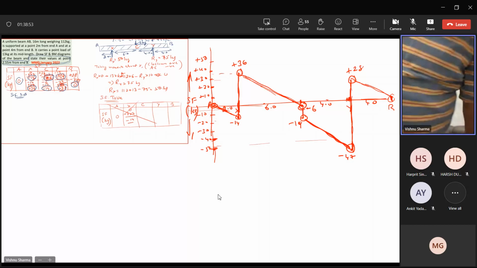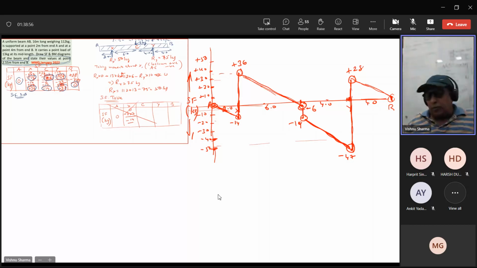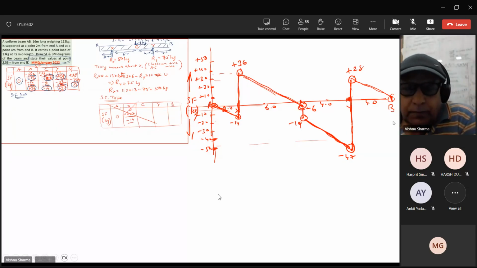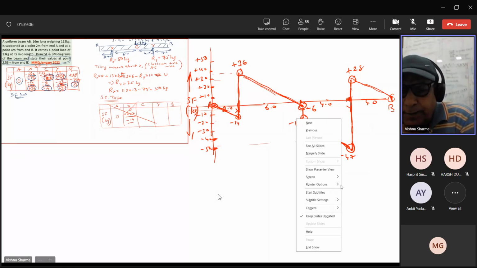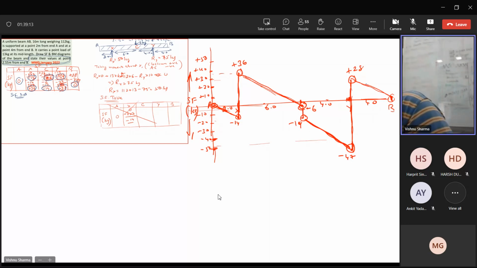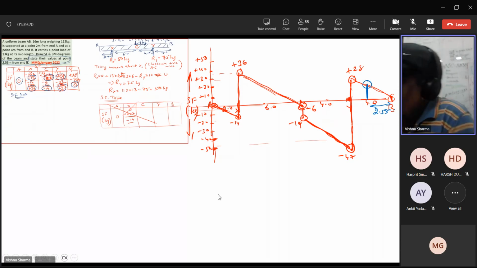He said, find the value of the SF 2.55 meters from end B. So look at the diagram. Will it be plus or minus 2.55 meters from end B? Is the shearing force going to be plus or minus? Plus, sir. We are talking of this value, yes or no? 2.55 meters from here, right? Yes, sir. Plus.